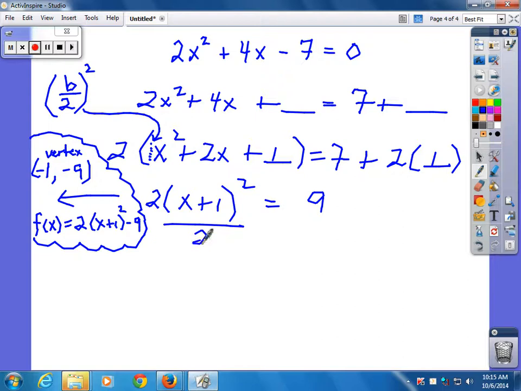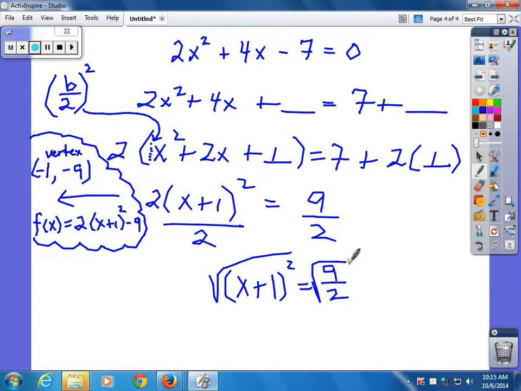Divide by 2. Divide by 2. (x plus 1) quantity squared is equal to 9 halves. Take the square root of both sides. x plus 1 is equal to 3 square root of 2 over 2. I went ahead and rationalized the denominator.